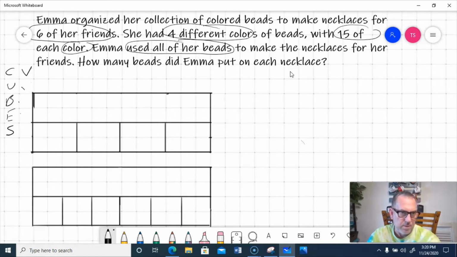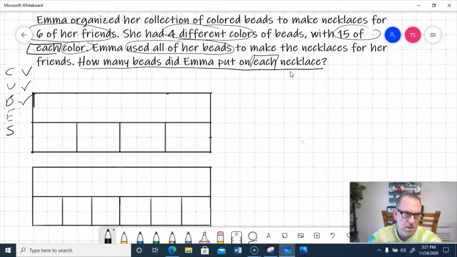Next, I'm going to underline the question. It says, how many beads did Emma put on each of the necklaces? She used all the beads, and we're going to figure out how many beads she put on each of her friends' necklaces. Next, I'll box in some information. Right there in my question, I see "each." We'll try to figure out how many beads she put on each necklace. I also see "each" right here: 15 of each color. So those are some pretty good operational clues.